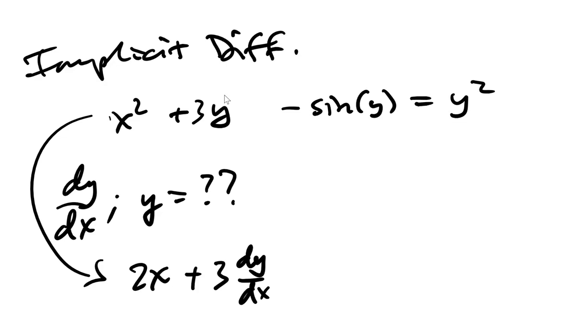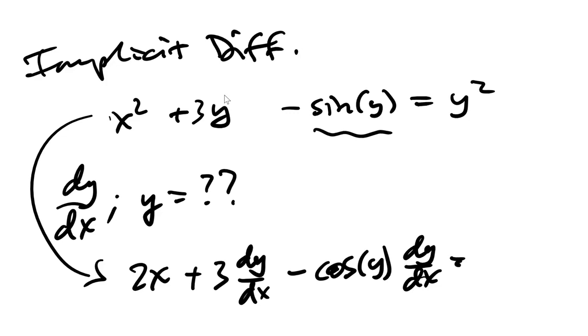If you need to go back and learn why you do that, I have a video on that that I can send you. Now we take the derivative of this. Derivative of sine is cosine of y, and then we write dy dx. And then on the other side, we have 2y and then dy dx. And then you solve for dy dx, move things around, and you get an answer.